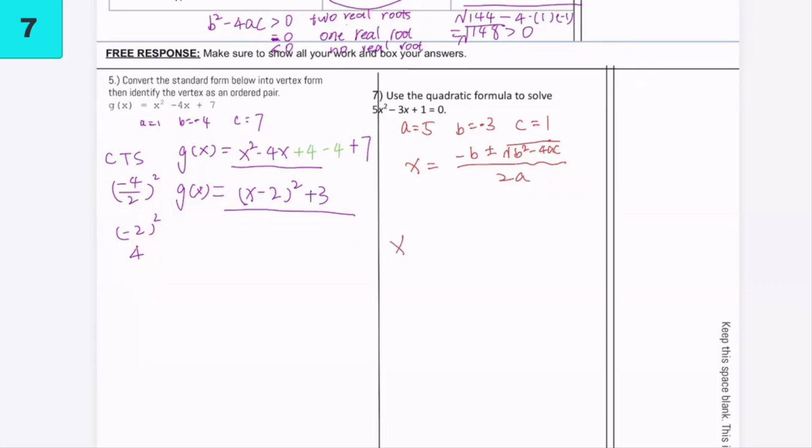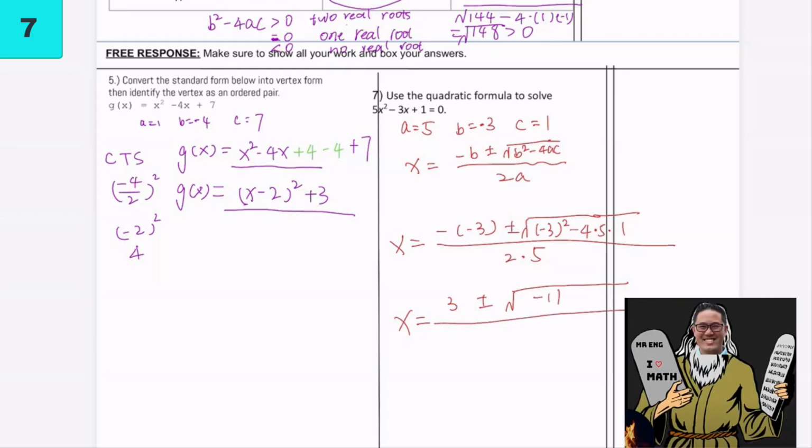And you get those values into the formula. So then you get x is equal to -3, right? -3 plus square root of -3 squared minus 4 times 5 times 1 and over 2a. So it's 2 times 5. So this is x is equal to -3 is +3, and plus or minus -3 squared, so that's 9. 9 minus 4 times 5 is 20, right? So it's -11 and over 10.